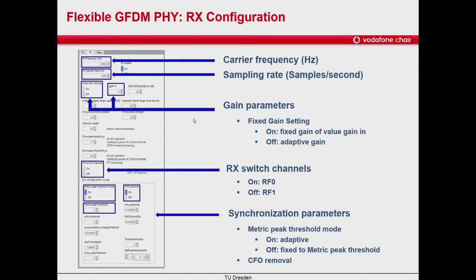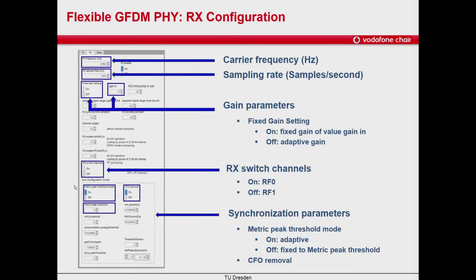The receiver can work with a fixed or with an adaptive gain. We will choose off for an adaptive gain. The parameter switch channels indicates which channel is used for the reception. In our case, we are using the RF0 for the transmission and RF1 for the reception.